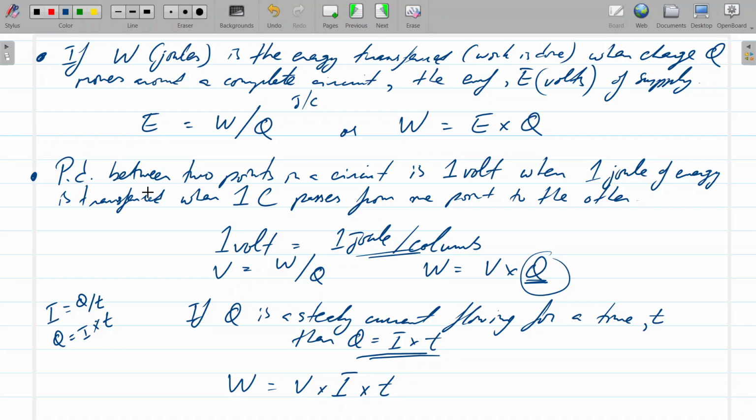And the potential difference is pretty much the same thing. The only difference is that it is when one coulomb passes from one point to the other between 2 points of a circuit, right? 1 volt is when 1 joule of energy is transferred when 1 coulomb passes from one point. So it is across some component. It is not the entire circuit. EMF is for the entire circuit.